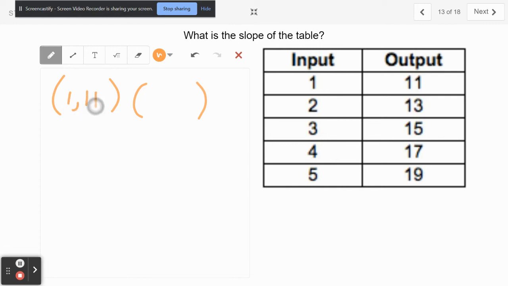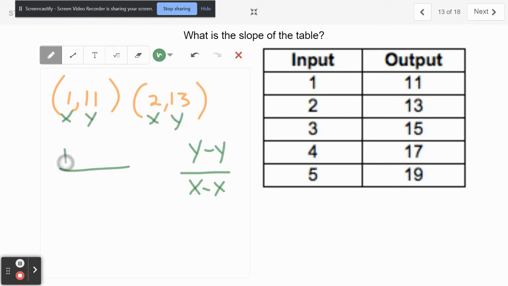I'm going to pick the first two, (1, 11) and (2, 13). And all it wants to know is the slope. How do I know what the slope is, Marusik? You know this. We've been going over this constantly, okay? So slope is y minus y over x minus x. So we're going to do 11 minus 13, 1 minus 2, okay? And then you finish this off, you're going to get negative 2 over negative 1, which equals positive 2.